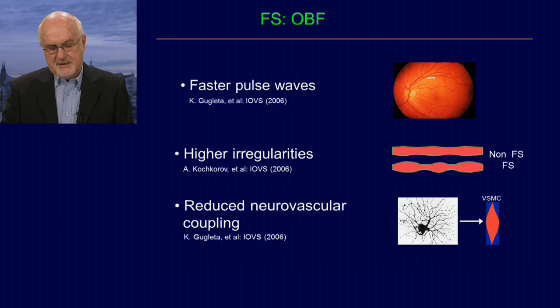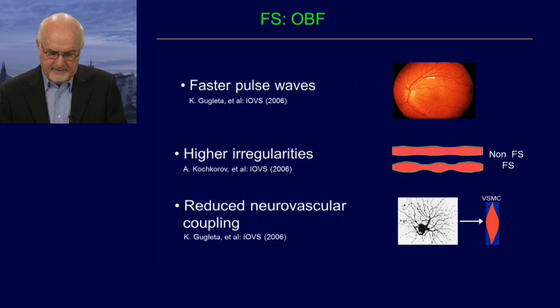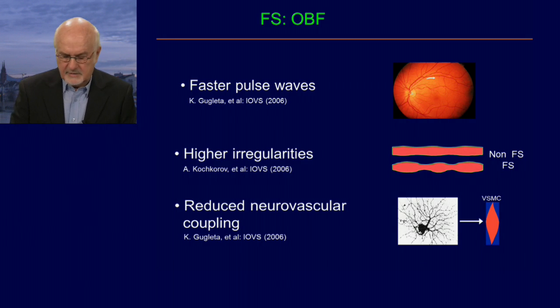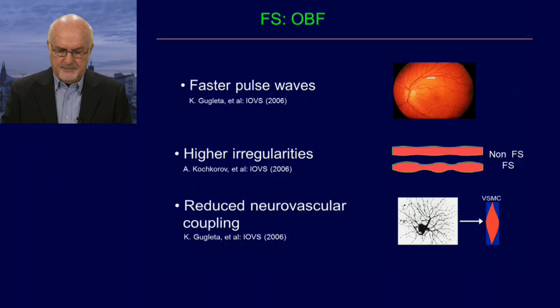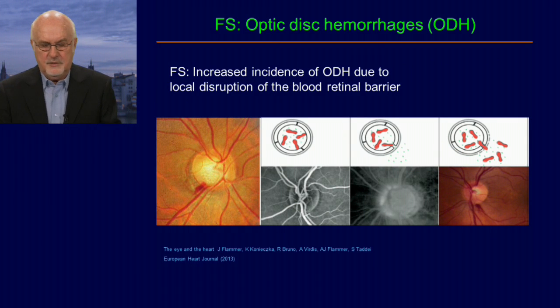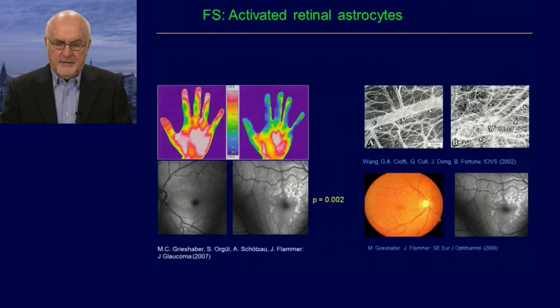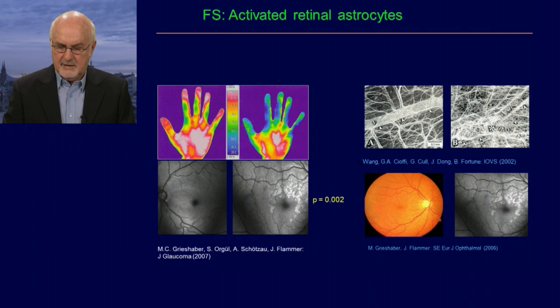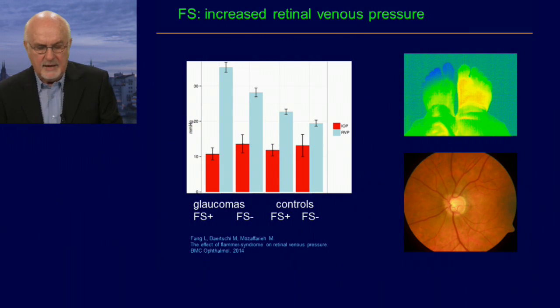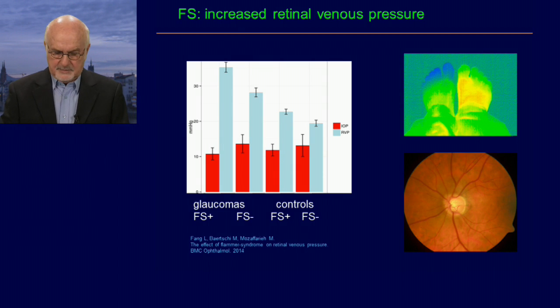They have a higher spatial irregularity of the retinal vessels, indicating that the dysregulation is not homogeneous along the vessels, and a reduced neurovascular coupling we are going to discuss in a moment. They do have more often optic disc hemorrhages, and this is a consequence of a local breakdown of the blood-brain barrier. They do have more often activated astrocytes, and we mentioned in the beginning that this is crucial for the development of GON. They do have also increased retinal venous pressure.